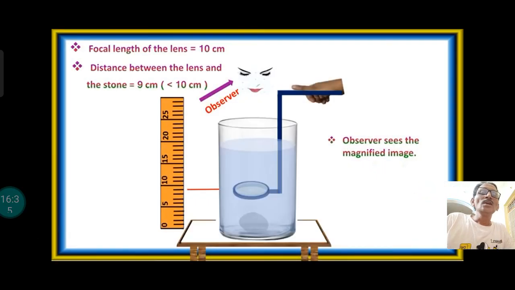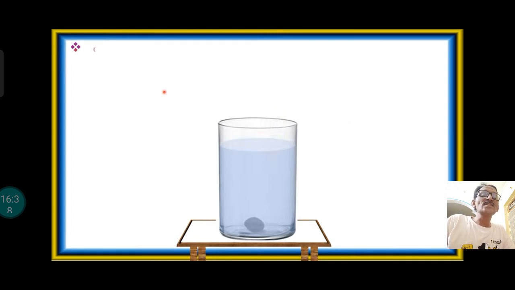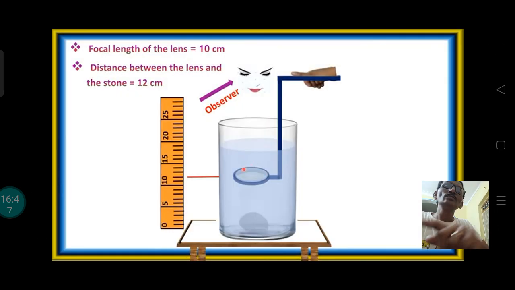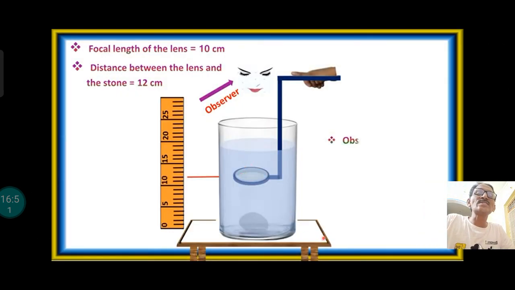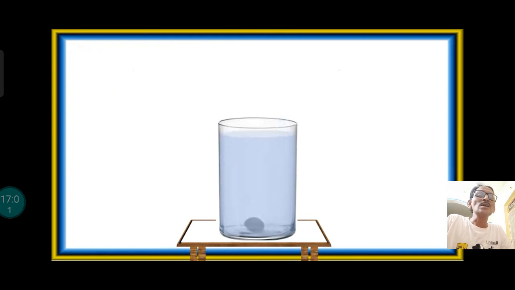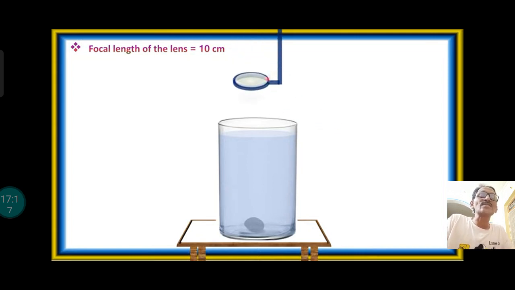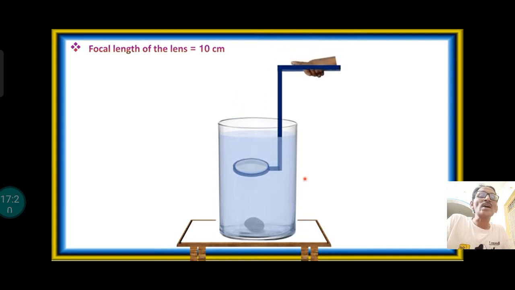You can see that when the distance between the stone and the lens is less than 10 cm, that is 9 cm on the scale, you can see the image of the stone. If the distance between the lens and the stone is 12 cm, greater than the focal length of the lens in air, now we are taking it in water, the observer can see the image of the stone. Let us increase the distance between the lens and the stone to 14 cm. Now raise it up to a height of 14 cm.